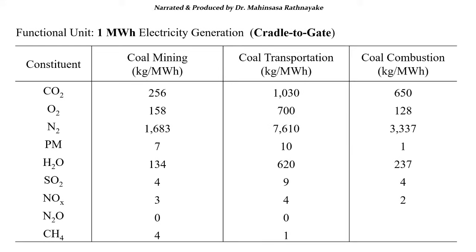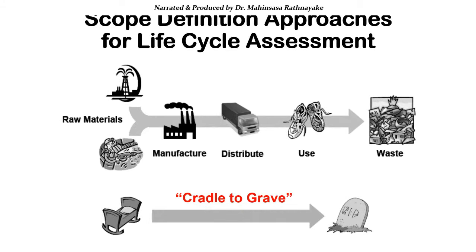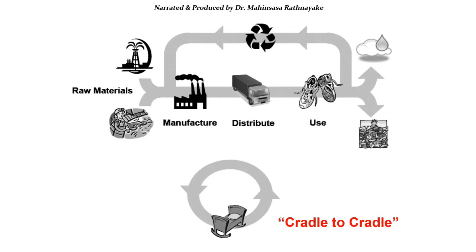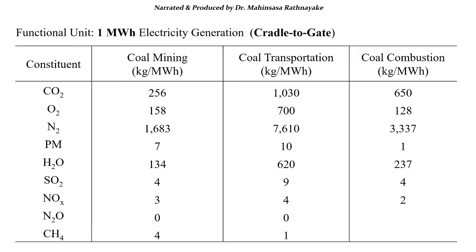When we calculate inventory results, the system boundary can be defined by three major approaches. They are cradle to grave, cradle to gate, and cradle to cradle. Here in this example, we selected cradle to gate system boundary. The difference is that we have to expand the selection of sub-processes in the life cycle if we use cradle to grave or cradle to cradle system boundary.